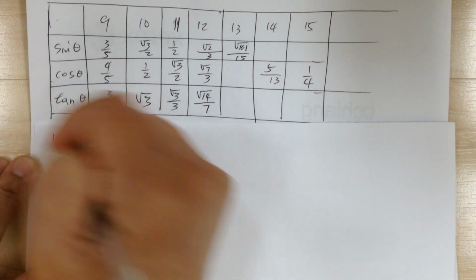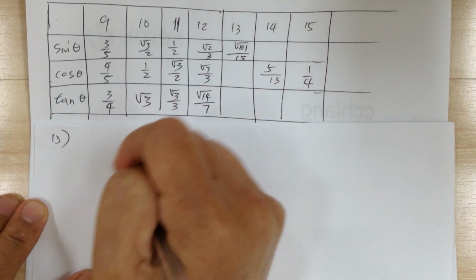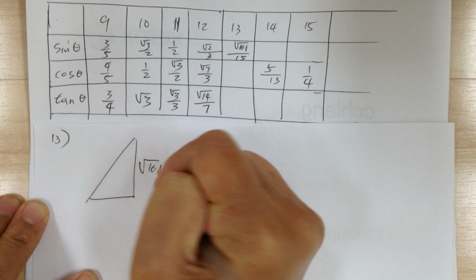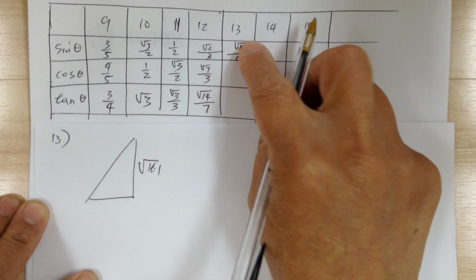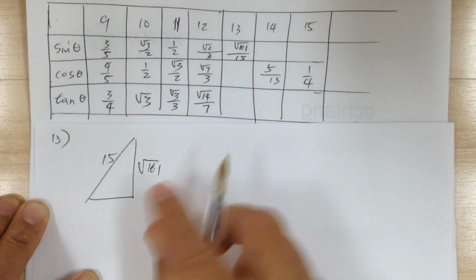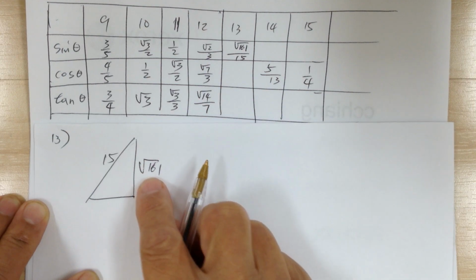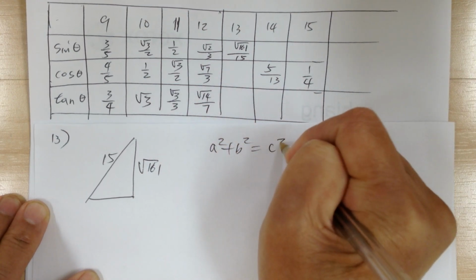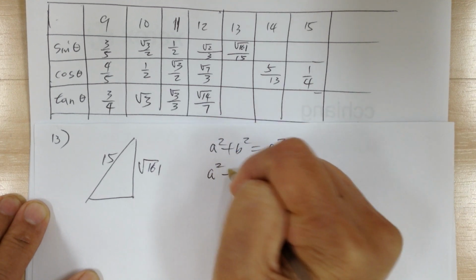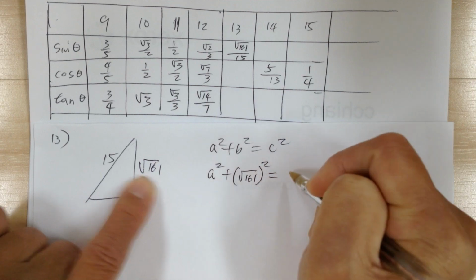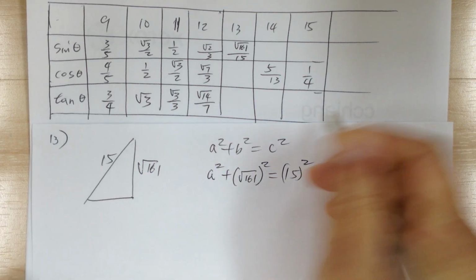Okay, number 13. So sine is vertical. So it'll be square root of 161. So it's vertical, it's opposite over hypotenuse. Okay? So from this, that's your picture. So you can use your Pythagorean theorem. A squared plus b squared equal to c squared. So a squared you don't know. B would be square root of 161. C would be 15. Okay?